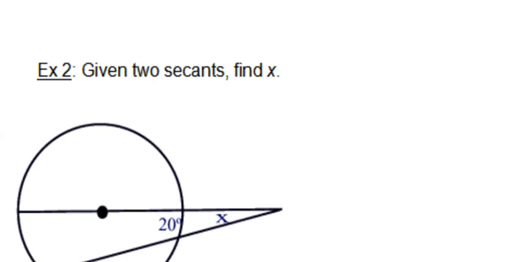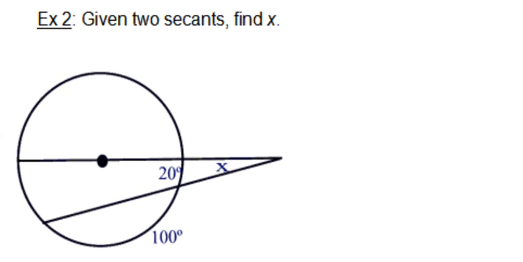All right, number 2 has to do with another angle. The very first thing that I'm going to do is look for the location of that vertex. That vertex is outside of the circle. So if I look up in my table at the rule, it says the degree measure of the angle is equal to half of the difference between the measures of the two intercepted arcs.